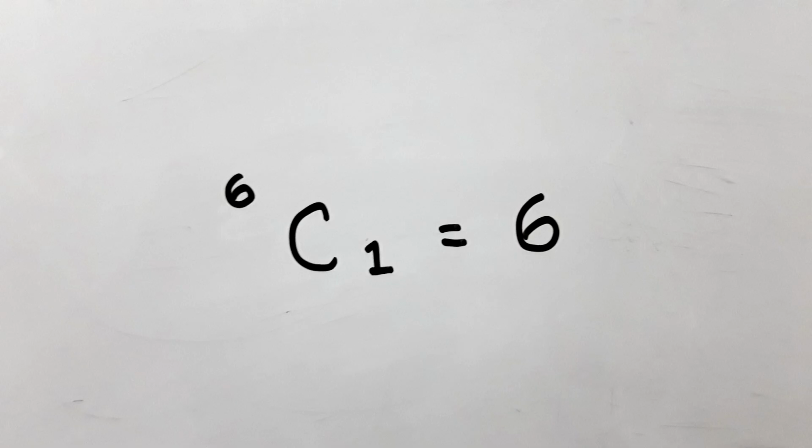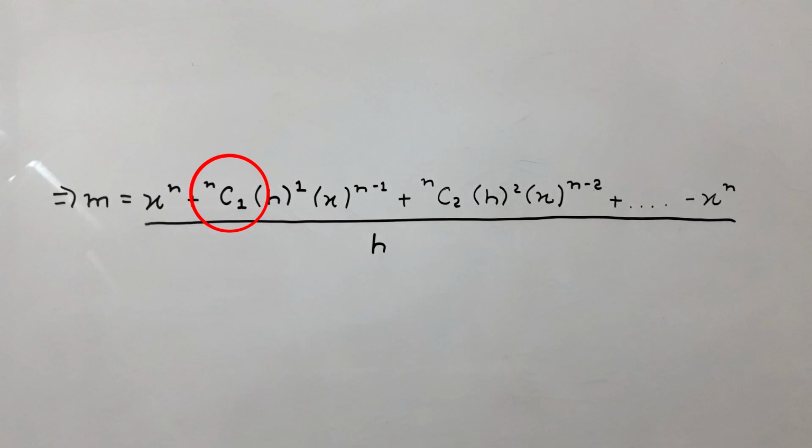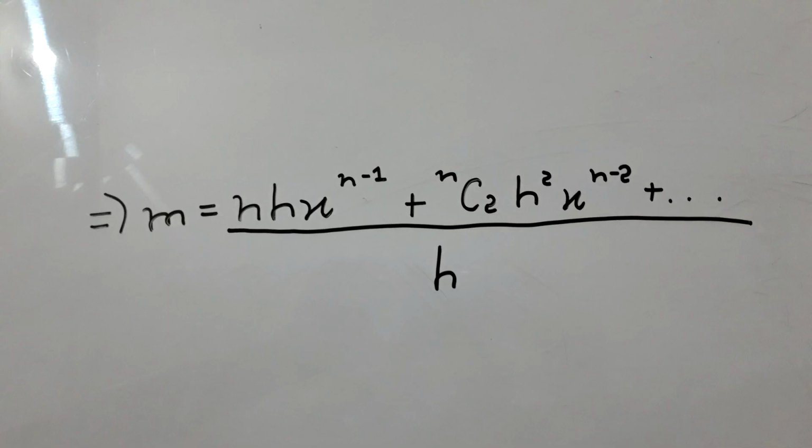If I were to say 6C1, the answer of that would be 6. If I were to say 20C1, the answer to that would be 20. Just like that, as here it is nC1, the answer to this would be n itself. So it becomes n h x to the power n minus 1 plus, for nC2 we have to do long factorial calculations, so I am going to leave it as that, nC2 h squared x to the power n minus 2 plus and so on, and in the denominator a singular h once again.